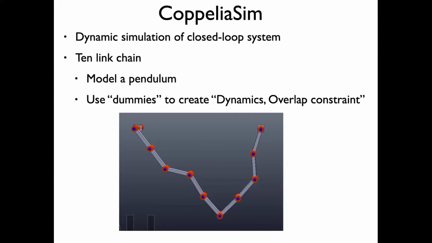Okay, so I'm planning to do a 10 link pendulum as opposed to a 5 link. The key thing here is that we will model a 10 link pendulum first, and then we'll use what is known as a dummy, which is one of the things in CoppeliaSim that I've not yet talked about, to create what is known as a dynamics overlap constraint. Okay, and I'll show you how that goes.